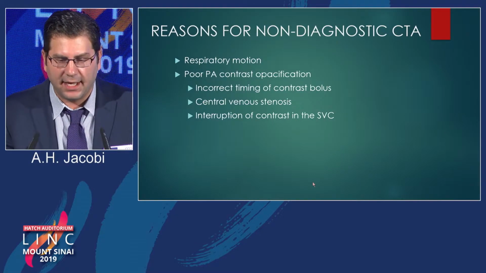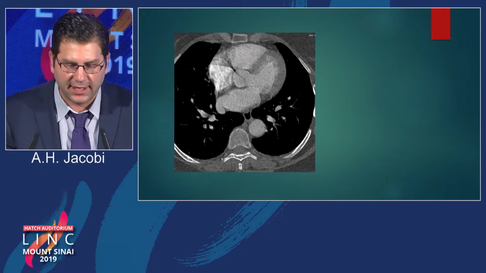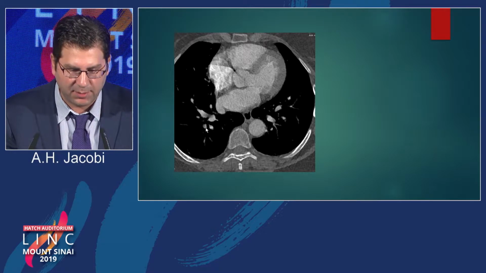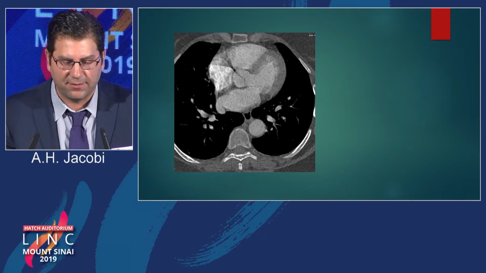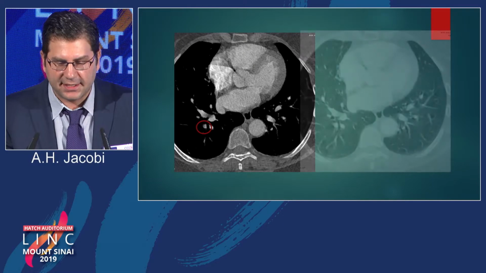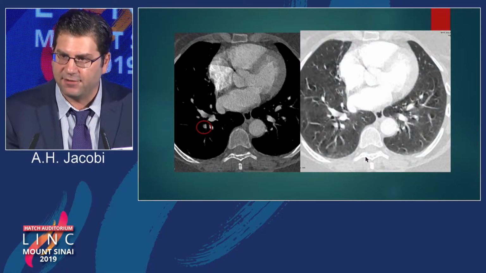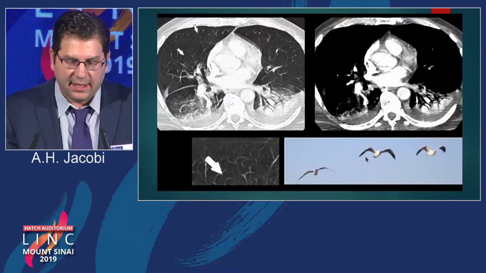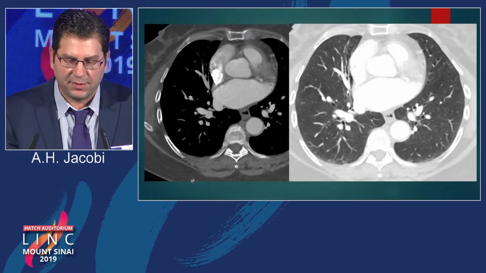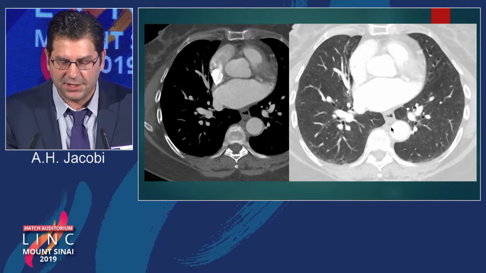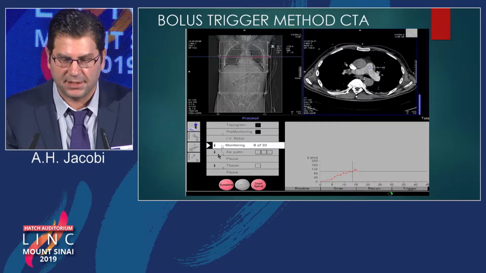So reasons for a non-diagnostic CTA. If you look at this image, you might suspect that there could be a pulmonary embolism in this segmental branch in the right lower lobe. But when you put this on lung windows, you can see that there's a lot of respiratory motion artifact. And this is sometimes called the seagull sign, because these look like the wings of a seagull. But when you repeat the study without the patient breathing, you can see that there's no pulmonary embolism.